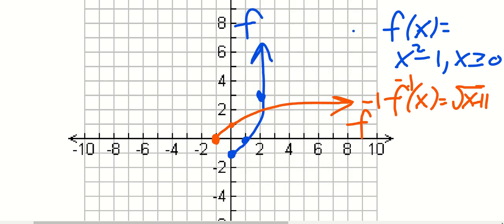And I can also impose the line of symmetry in there, which would look like this. So once again, we see the two functions, and they're symmetric with respect to the line y equals x.